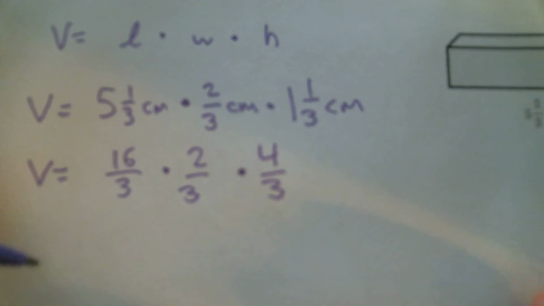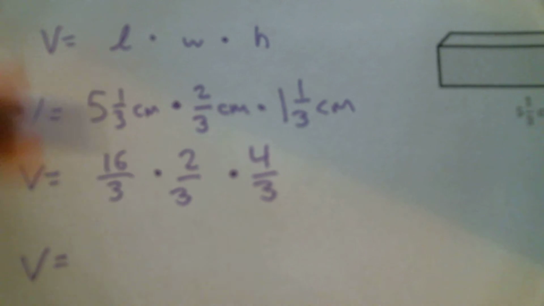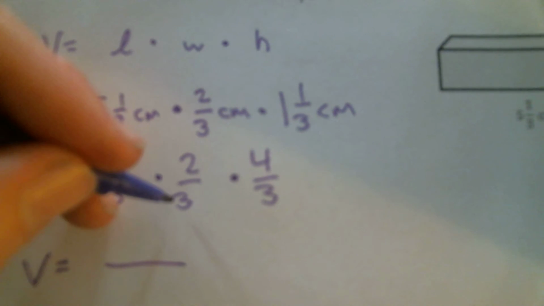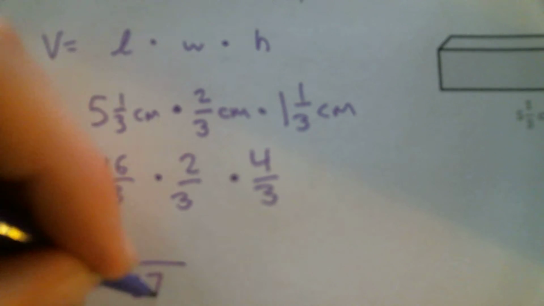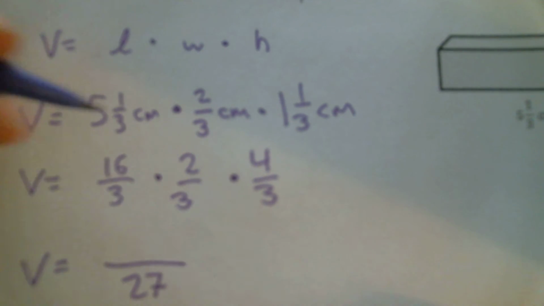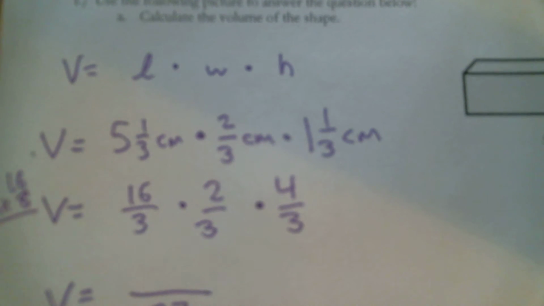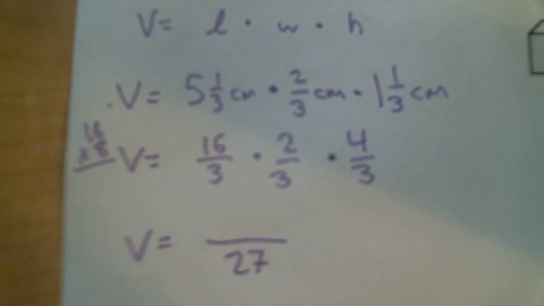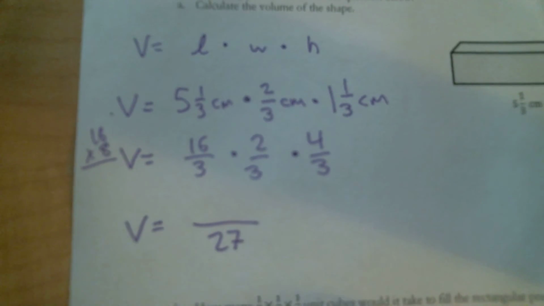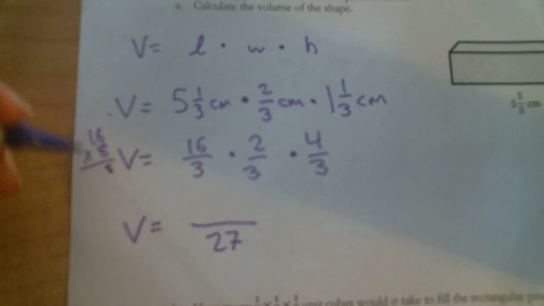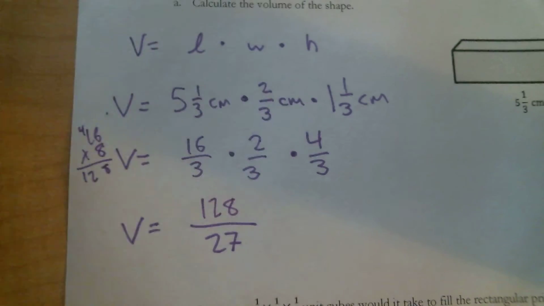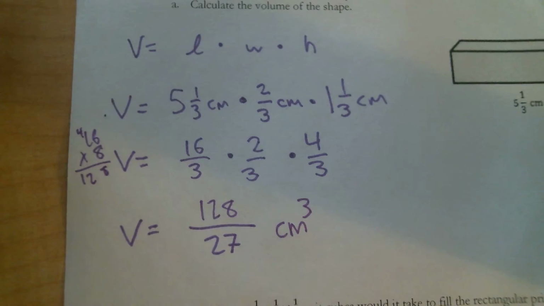So now we just multiply across to get our volume here. I could think of it as the bottom is going to be 3 times 3 is 9, and 9 times 3 is 27. And then up top, this one's a little more challenging: 2 times 4 is 8, and 8 times 16 is what I'm doing then. If I do 16 times 8, 8 times 6 is 48, right? Carry the 4, and then 128. So 128 over 27 centimeters cubed, since it's volume.